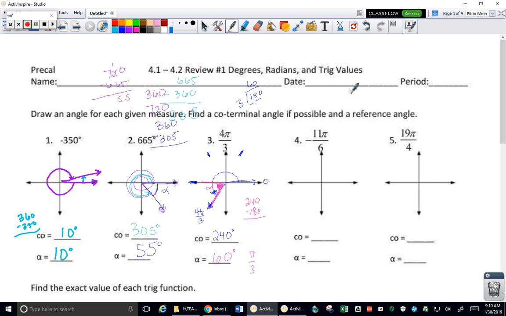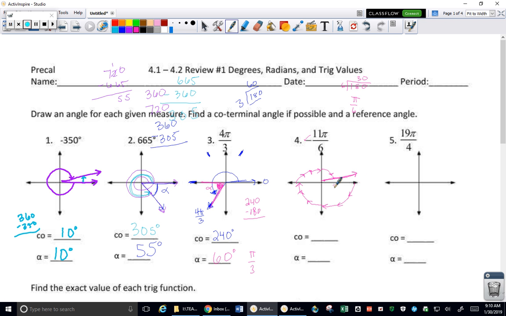Okay, negative 11 pi over 6. So let's see. If I divide 180 by 6, that's 30 degrees. So 1 pi over 6 is 30 degrees, and I have to go 11 of them in the negative direction. So I start here and go down. There's 30 degrees 1. Here's another 30 degrees 2. There's another 30 degrees to 90. That's 3. And then we got 4 and 5 and 6. And some more 30s, 7 and 8 and 9. And then I have 10 and 11. So 11 30 degrees ends me out right here.